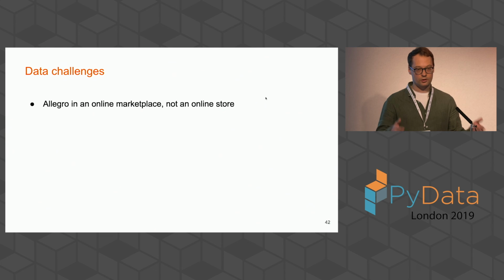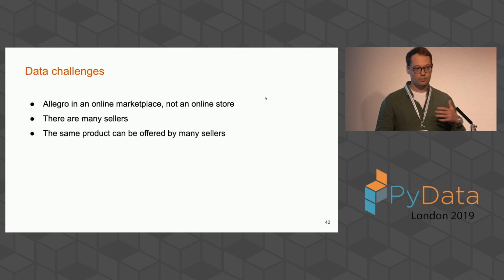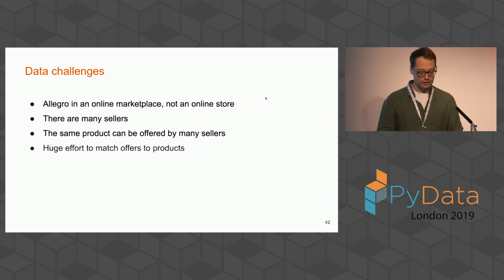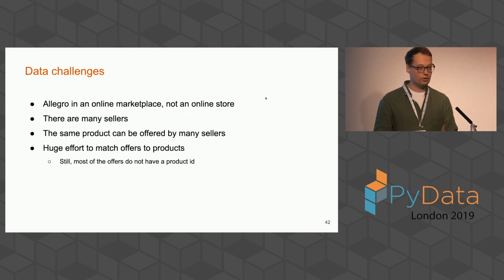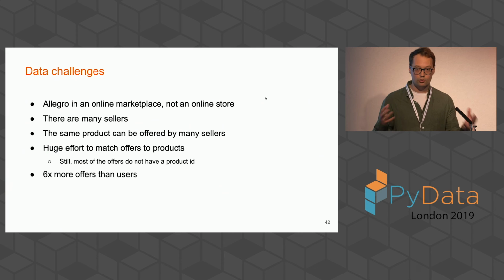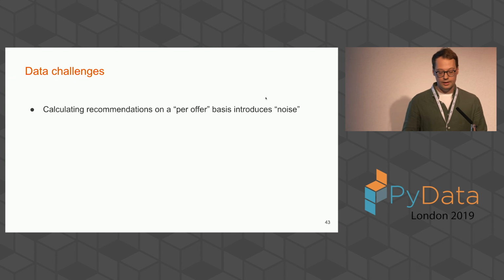They are highly specific to our scenario. Namely, Allegro is an online marketplace, not an online store. So there are many sellers, and the same product can be offered by multiple sellers. And despite a huge effort to match offers to products, most of the offers don't have a product ID. So we don't know that two separate offers actually refer to the same product, say an iPhone. And this causes a lot of problems.